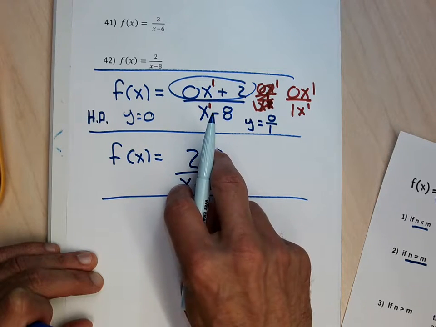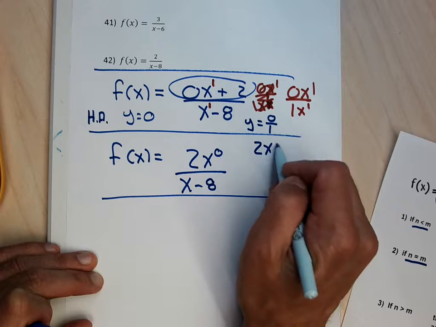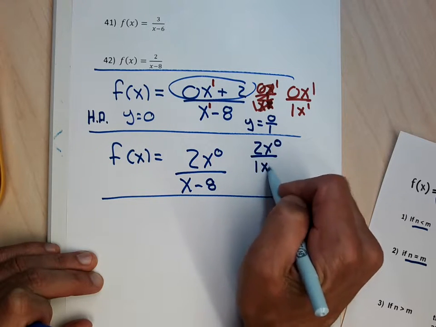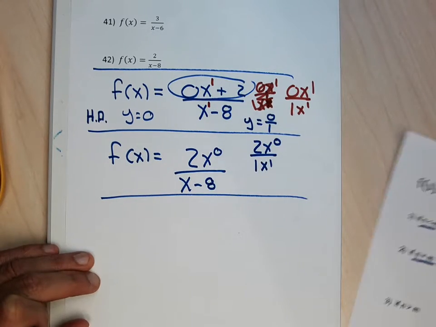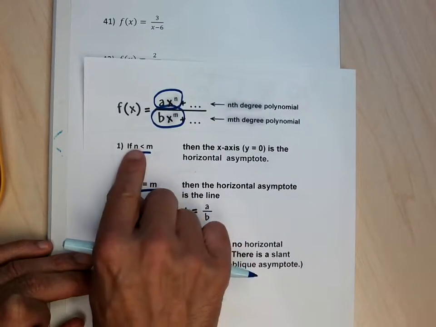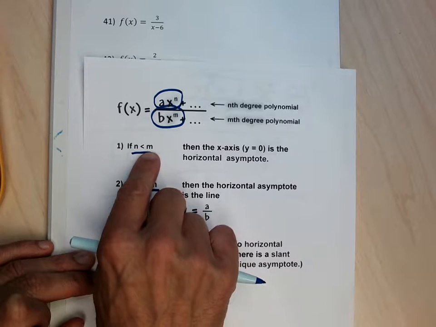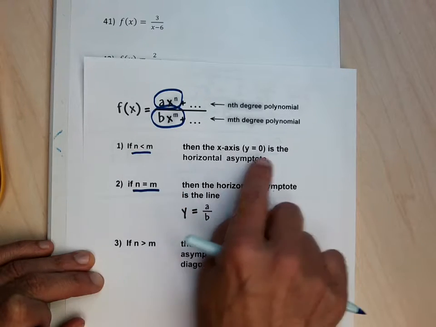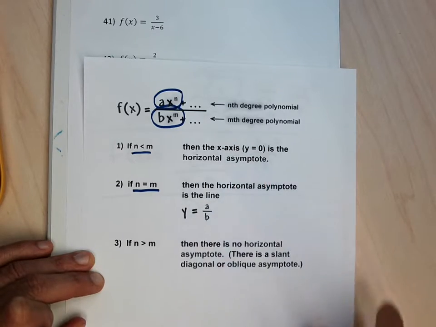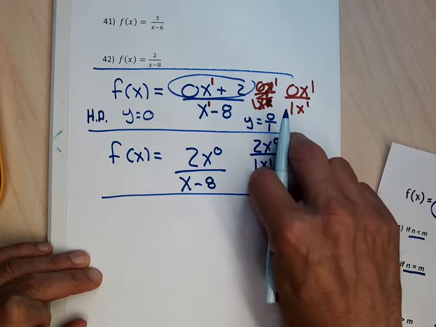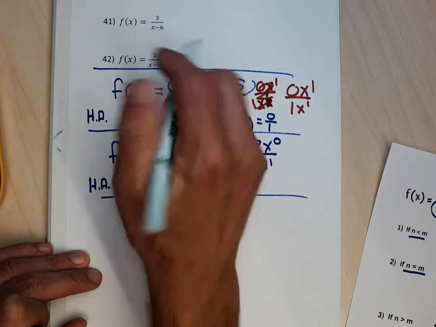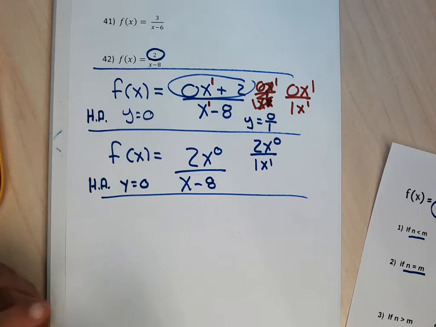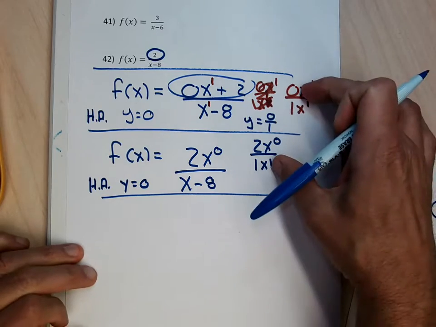Looking at problem 42 with the numerator like this, the highest exponent term in the numerator is 2x to the 0. The highest exponent term in the denominator is x to the first. When the highest exponent in the numerator is less than the highest exponent in the denominator, the horizontal asymptote is y equal to 0, and there's no algebra to do. So this way to look at it also gives me a horizontal asymptote of y equal to 0. When there isn't an x term in the numerator, the horizontal asymptote is always going to be y equal to 0, regardless of how you try to rationalize it.